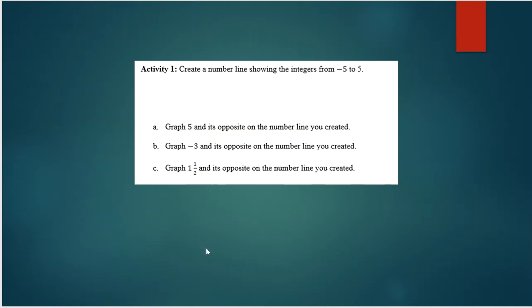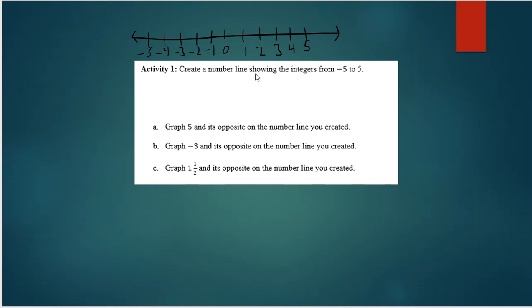Okay, so I want you to take just a minute and do this activity on your own paper. So if you don't have paper out yet, get out a piece of paper, create a number line showing the integers from -5 to 5. Remember, integers are all of the whole numbers and their opposites. And then I want you to graph 5 and its opposite on the number line you created. Graph -3 and its opposite on the number line you created. And graph 1.5 and its opposite on the number line you created. So go ahead and push pause for just a second and work on this activity, and then push play once you have it done.